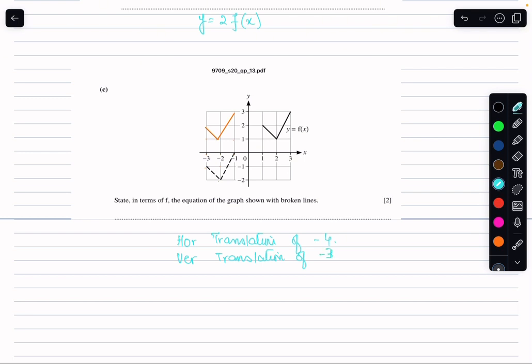If they have asked us to write the equation of the transformed graph, then I should say that it is y equals f of (x + 4), because the horizontal translation is -4, and then -3. So this is going to be the answer for the respective transformation for part C here.